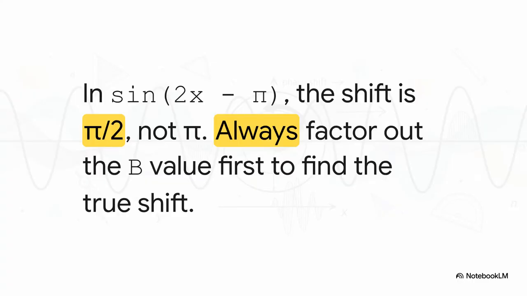And here it is again, the other big one we talked about, forgetting to factor out that b value. You look at sine of 2x minus pi, and it's practically screaming at you that the shift is pi. But no, you have to factor out that 2 too. And when you do, you get sine of 2 times x minus pi over 2, and bam, the real shift, pi over 2, reveals itself.